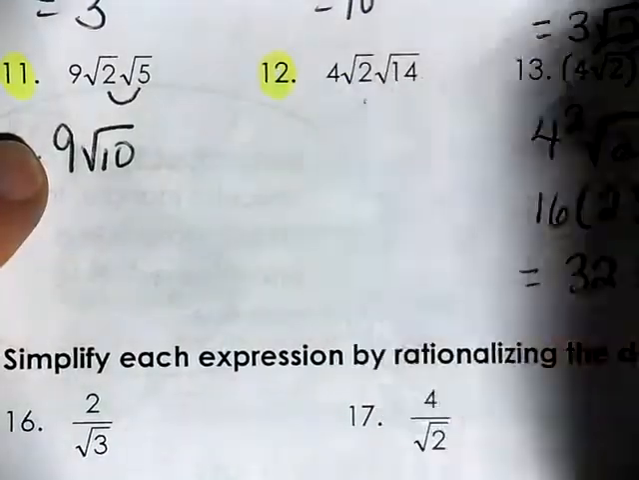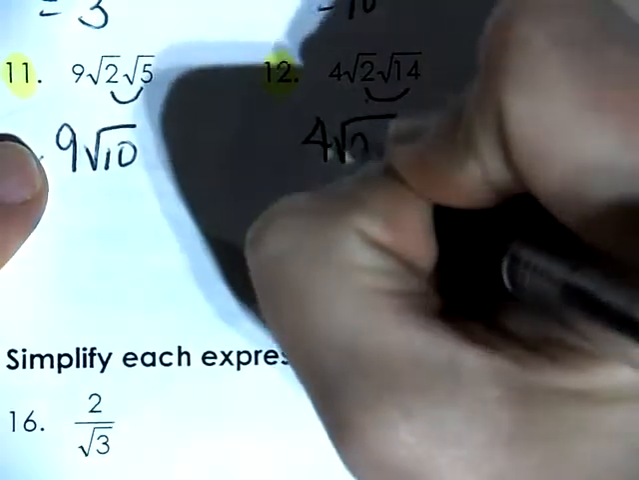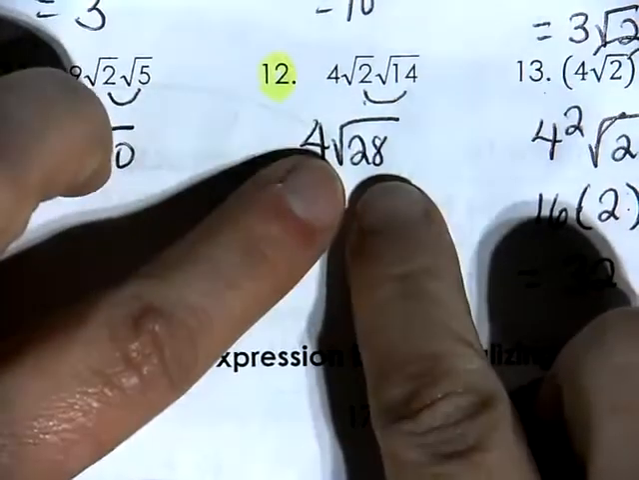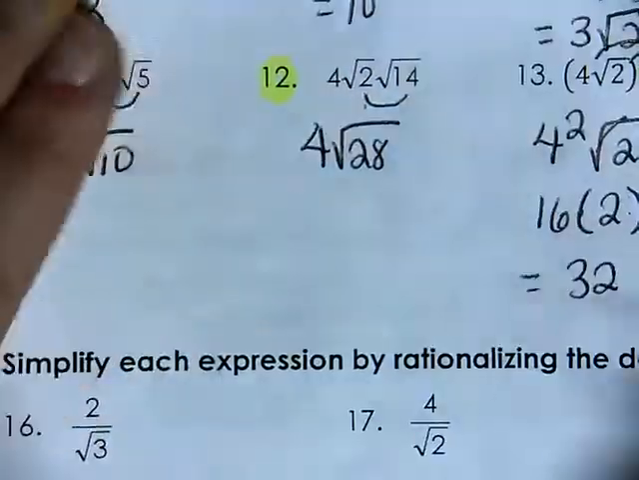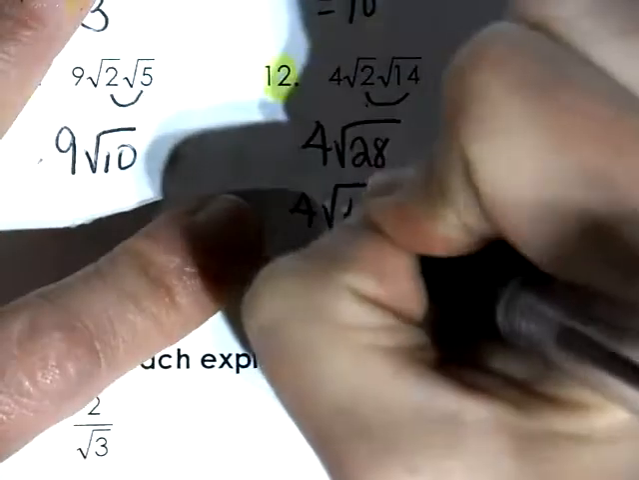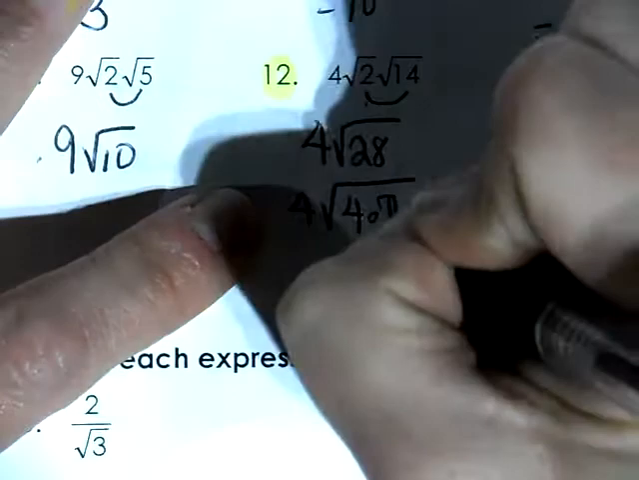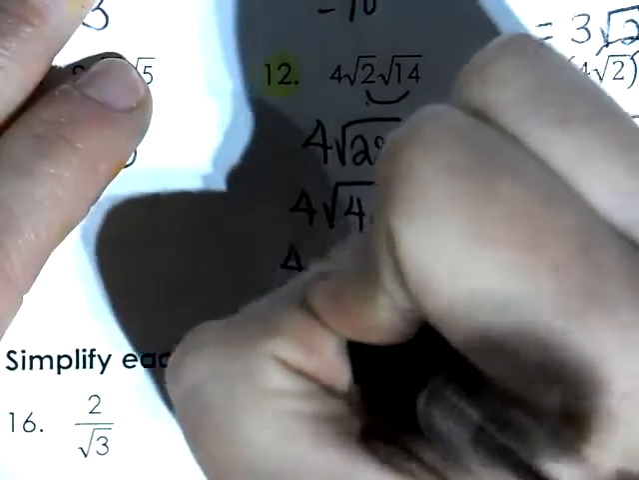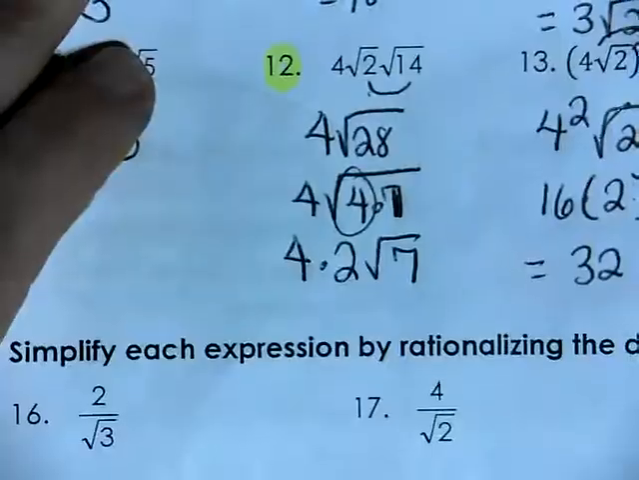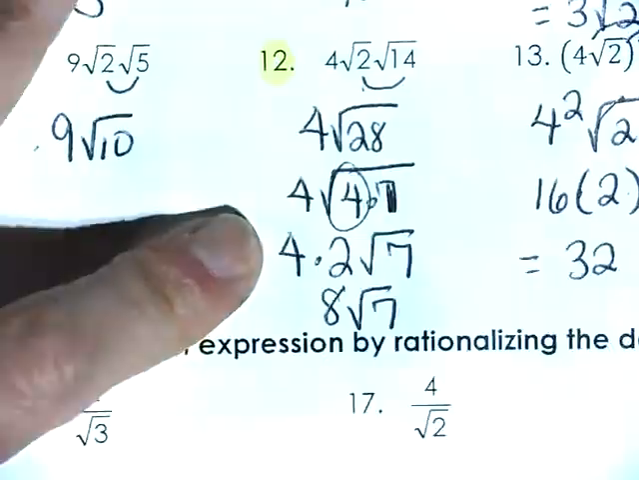For number 12, 2 times 14 is 28, so 4 times the square root of 28. I know that 4 is a perfect square, or is a number that can go into 28. So I'm going to rewrite this as 4 times the square root of 4 times 7. So then I'm going to write 4 times the square root of 4 is 2 times the square root of 7. 4 times 2 is 8 times the square root of 7.